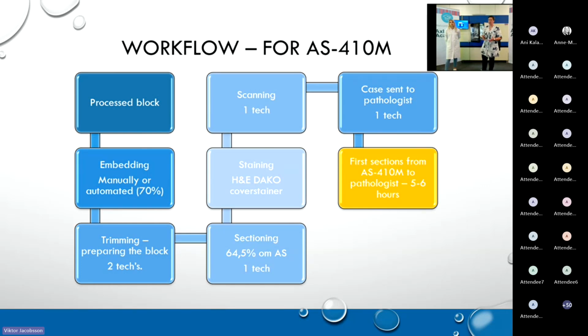So in a perfect world where everything runs as it should, with no time gaps or anything, no lag, we could get the sections from when it's processed in the morning to the pathologist in 5 to 6 hours. But again, I would like to say it's in the perfect world, and it will be the first blocks that we handle. Of course, when we get longer on the day, where the blocks may be already processed in the morning, but it's the last on the AS, it will take longer time.